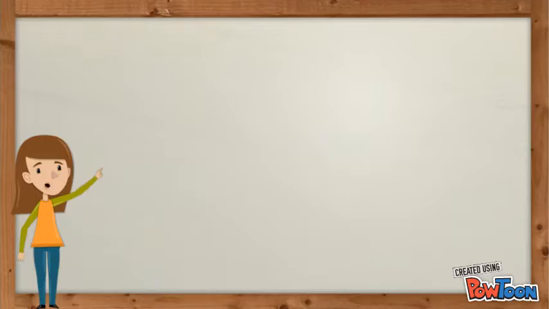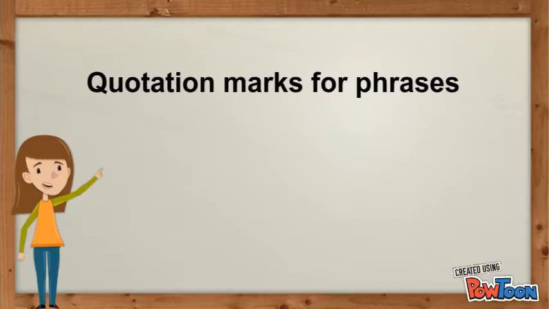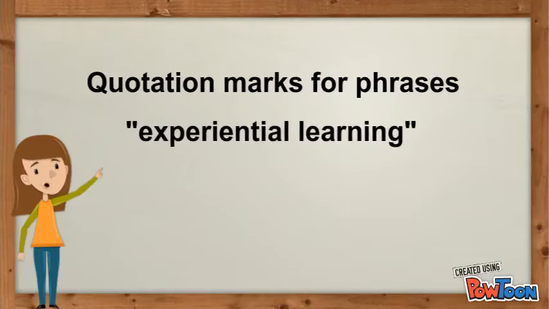Firstly, you should definitely use quotation marks to indicate when several words are part of a single term. For example, experiential learning. You are not looking for results that are just based on experience or just based on learning. You want results that incorporate both these terms together.